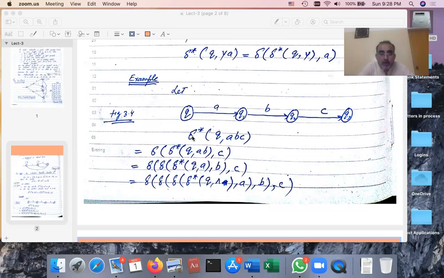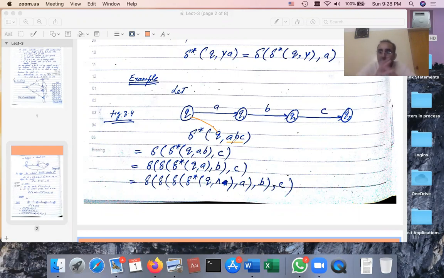So now, the extended transition function for this example is delta star, where we mention this state here, and then A, B, C. So this A, this B, and this C. This is one string. We are writing it as one string here. And this string is from where? This is from sigma star.